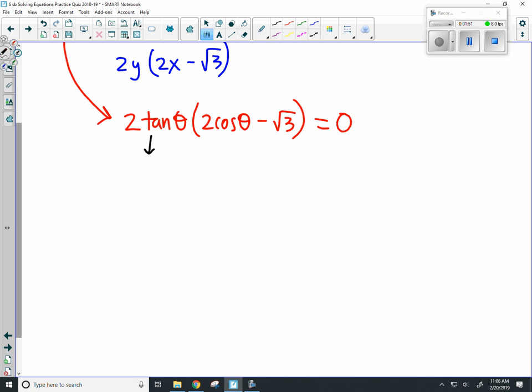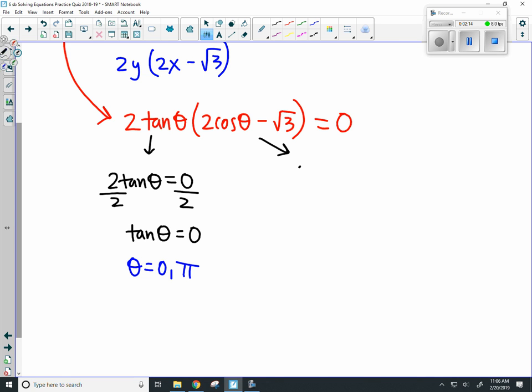So the first one, if you take 2 tan theta equal to 0, go ahead and divide both sides by 2. So we end up looking for where tangent is equal to 0. So tangent is equal to 0 on the x-axis, so the angles of 0 and pi, and we'll come back to that in a little bit.